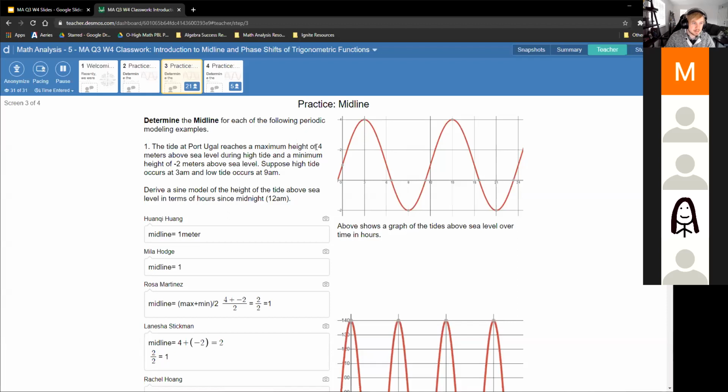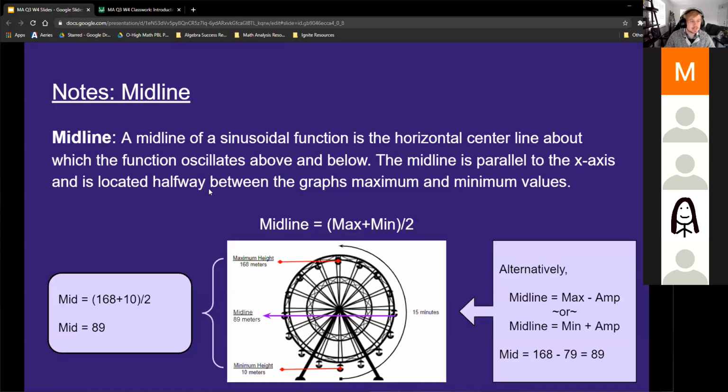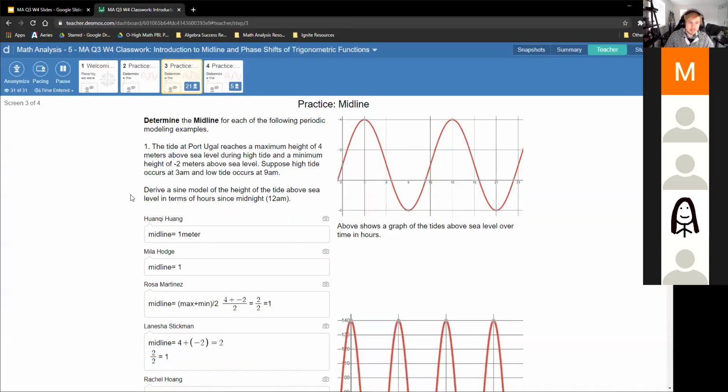And now essentially, guys, notice our maximum height was 4. Our minimum was -2, right? And so if I do max plus min, that's 4 plus -2, which would be 2. And then I divide that by 2 and I get 1. I hope that makes sense, guys.